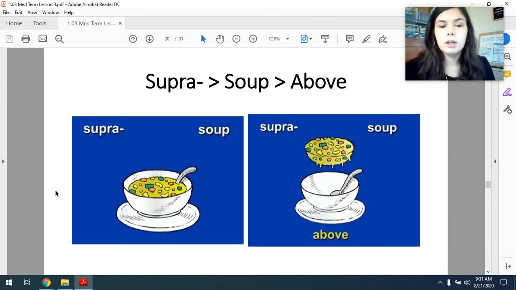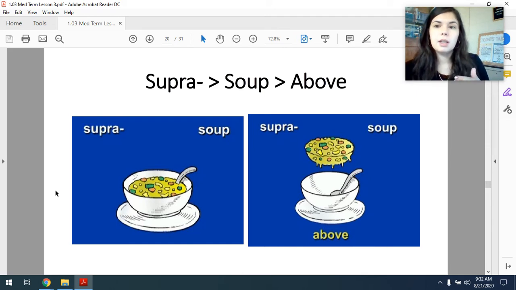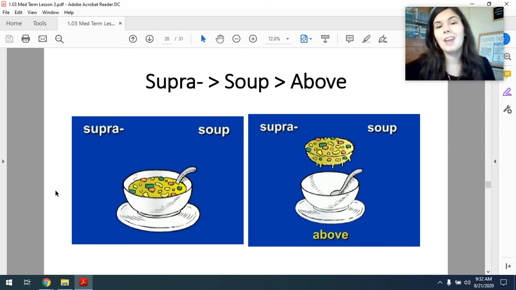Next we have supra, and here we can see a bowl of soup, and then all of a sudden it's floating above it. Supra means above. Now you're probably wondering, why do we have two words that mean above, hyper and supra? Supra typically is describing the location of something on the body, meaning when we start talking about the bones and organs and things like that in Health Science 1, we will talk about some words that have supra in them, and it's a way to describe where something is located in the body.